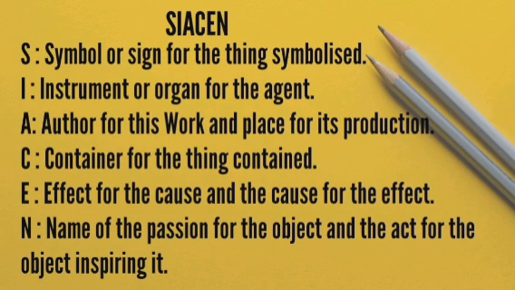Clear? So the next variety is C. C refers to container for the thing contained. This is referred through symbols like house. Container for the thing contained. What does container mean? A vessel. The container will be mentioned over here, but what will it mean? It will mean the contents of that container.